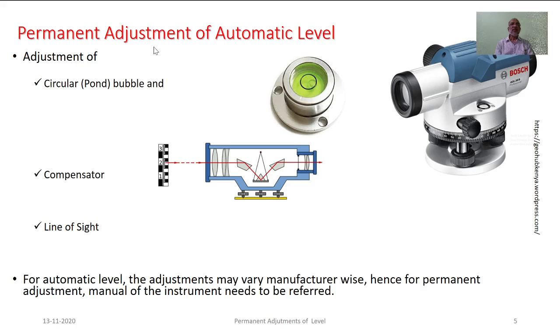Now, let's try to understand the permanent adjustment of auto level. The construction features related to this auto level are discussed in earlier presentations. You know that the telescope is similar. We are provided with the eyepiece and the object glass. But here we do not have the longitudinal level tube, but we have this circular bubble tube, also called pond level. This pond level we initially use in order to level the equipment, whereas focusing of the eyepiece and focusing of the object glass is very similar to the way we do it in case of the dumpy level.